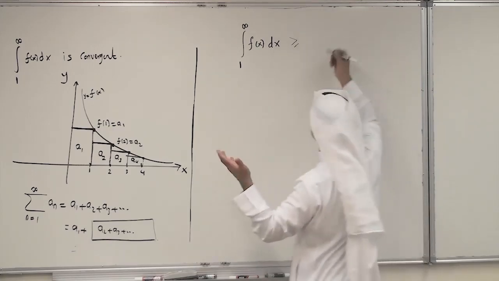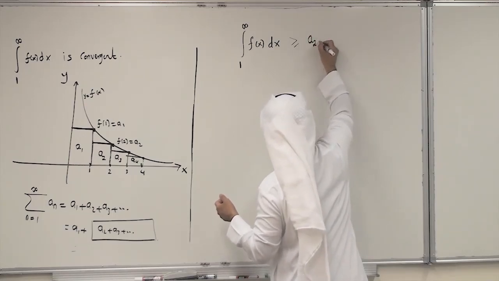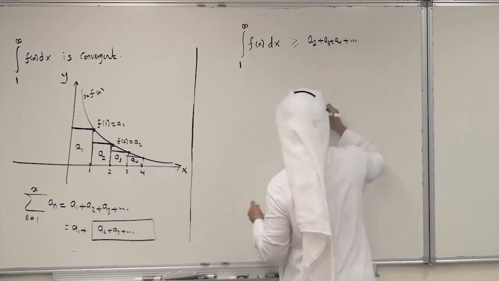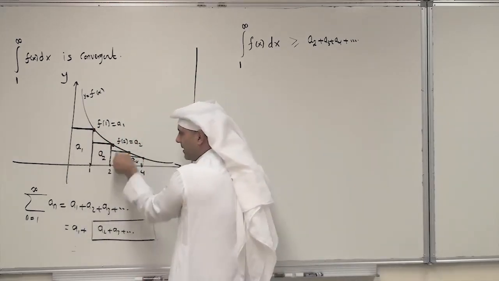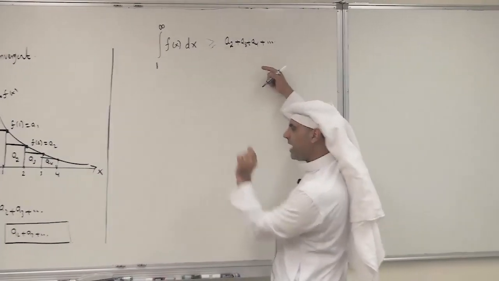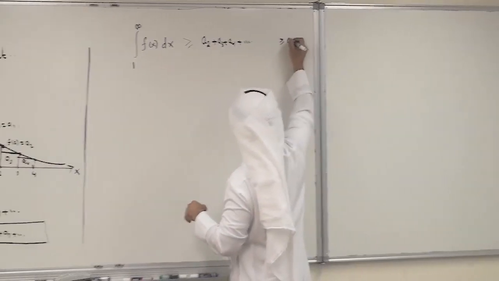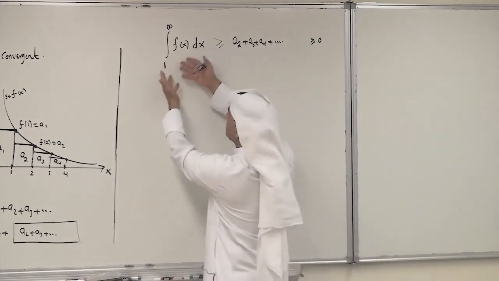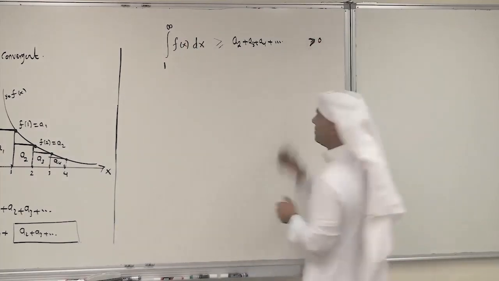Greater than or equal to the sum of these: A2 plus A3 plus A4, the infinite series starting from n equal to 2. I'm taking A1 separately, to get an idea about the sum of these rectangles and the integral. Of course, this is not our series. For our series, we need to add one more term, which is A1. And these are greater than or equal to 0, because we have positive terms. Adding positive terms will be greater than or equal to 0. And we have a non-negative, or positive, function, so the integral is not just greater than or equal to 0, it is greater than 0.